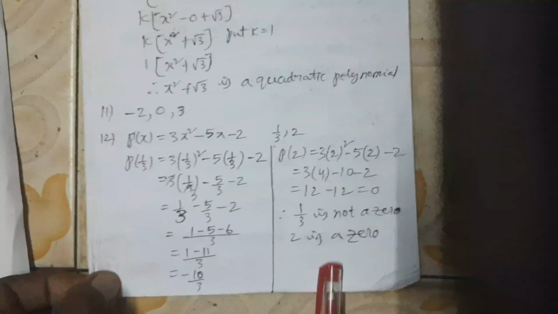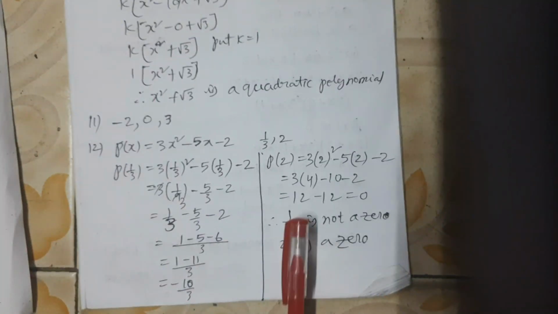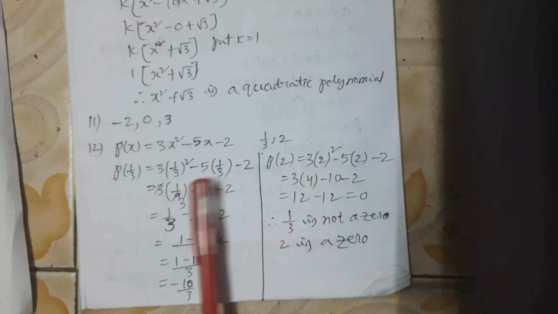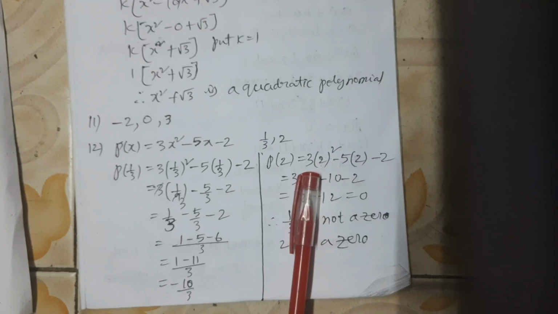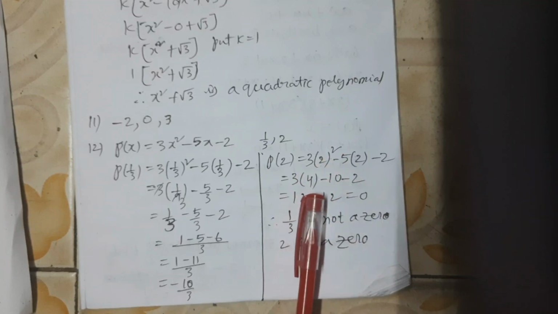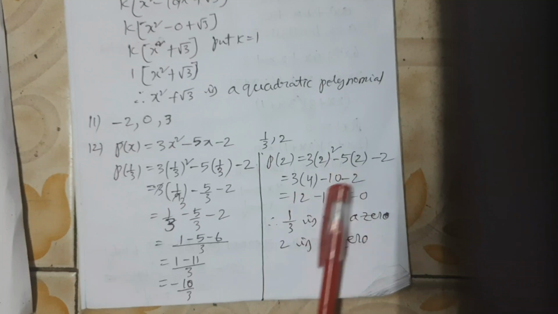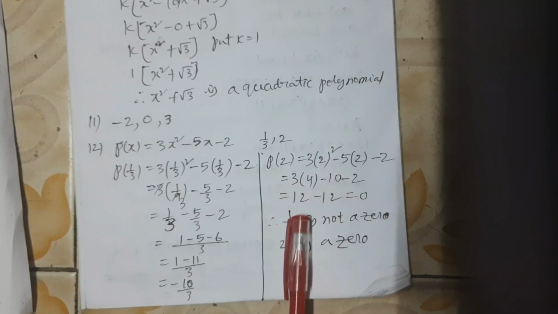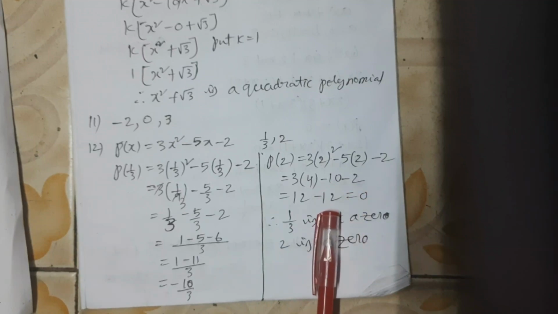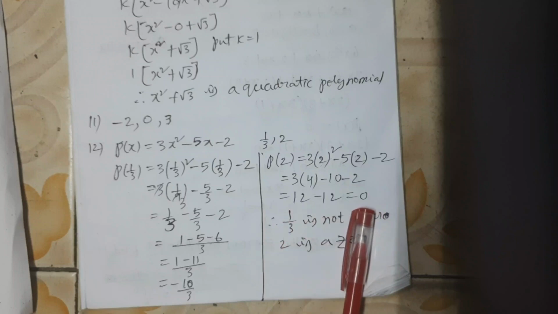Actually we will discuss this in the next content. P of 2: 3 into 2 square. Instead of 1 by 3, here 2 we are going to substitute. 3 into 2 square minus 5 into 2 minus 2. 3 into 2 square means 4, 3 fours are 12. Minus 5 twos are 10, minus 2. Minus this and this value add, because both are same sign. Add, minus 12. 12 minus 12 is equal to 0.